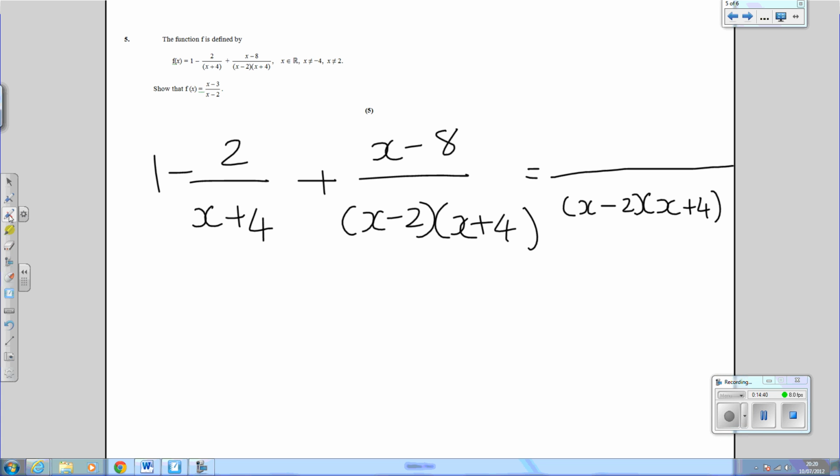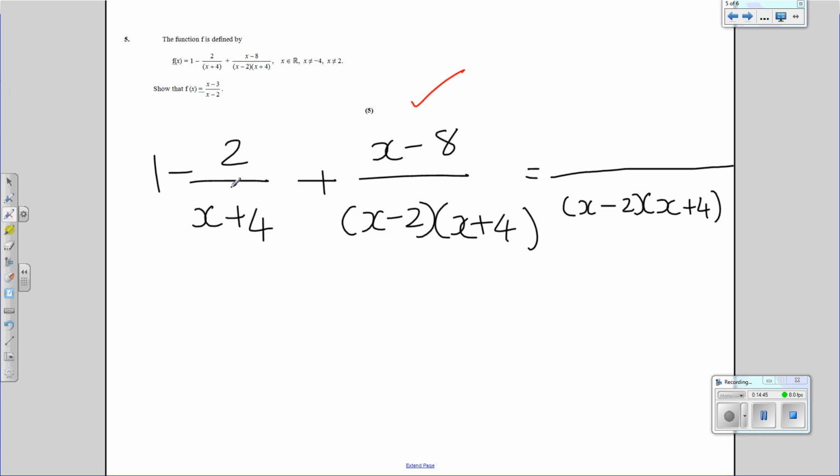So this one, brilliant, it's already over our common denominator. This one needs an x minus 2. Make sure you multiply the top by that as well. And this one needs the whole works. It needs the x minus 2 and it needs the x plus 4. But we need to put that on the top as well. X minus 2, we're just multiplying it by 1. There we go. Now it's a case of multiplying it out.